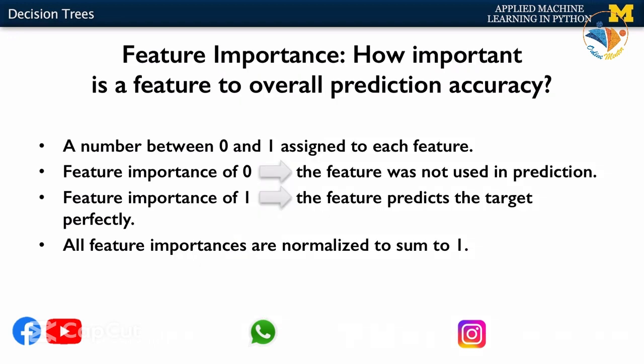Another way of analyzing the tree, instead of looking at the whole tree at once, is to do what's called a feature importance calculation. And this is one of the most useful and widely used types of summary analysis you can perform on a supervised learning model. Feature importance is typically a number between 0 and 1 that's assigned to an individual feature. It indicates how important that feature is to the overall prediction accuracy. A feature importance of 0 means that the feature is not used at all in the prediction. A feature importance of 1 means the feature perfectly predicts the target. Typically, feature importance numbers are always positive and they're normalized so that they sum to 1.